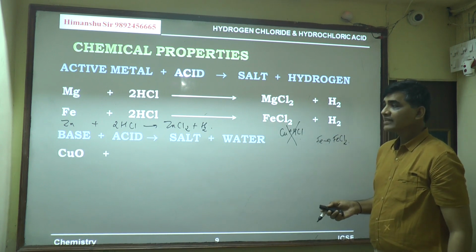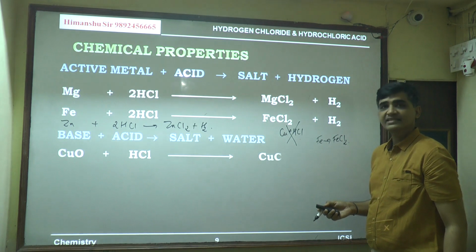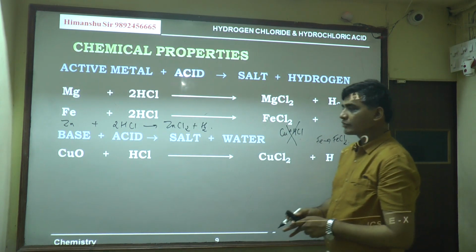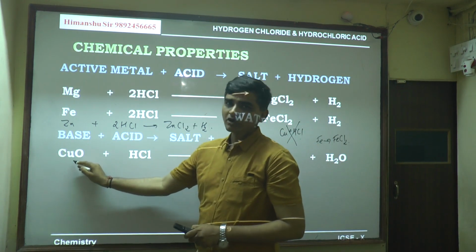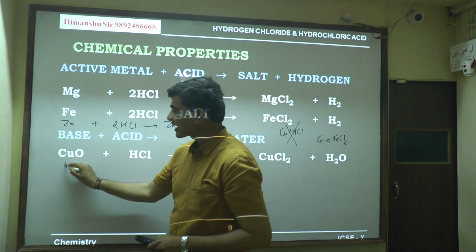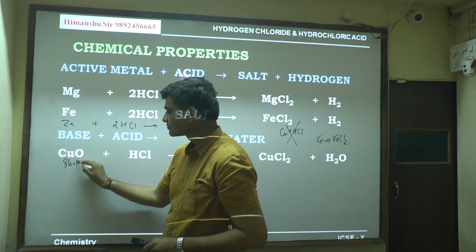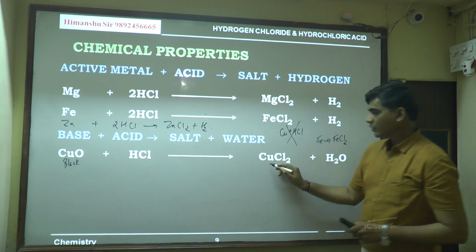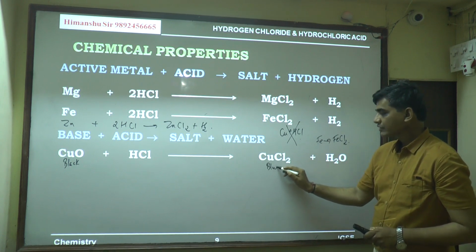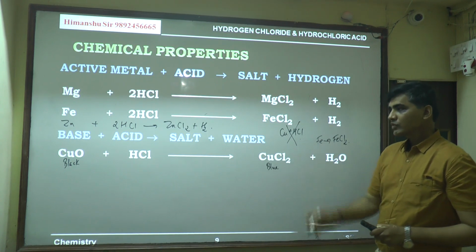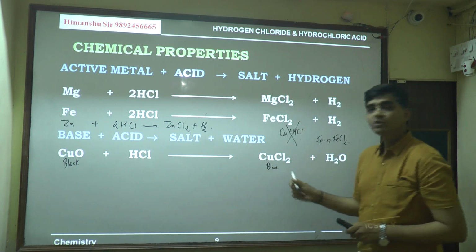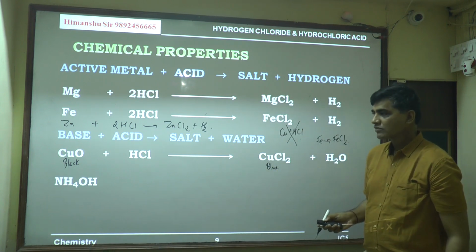Then how will you prepare CuCl2 by using HCl? Compulsorily you have to take either copper oxide or copper carbonate. Copper oxide is black in color and you get copper chloride, which is blue and soluble in water. So for your observation you can write that a blue solution is formed.